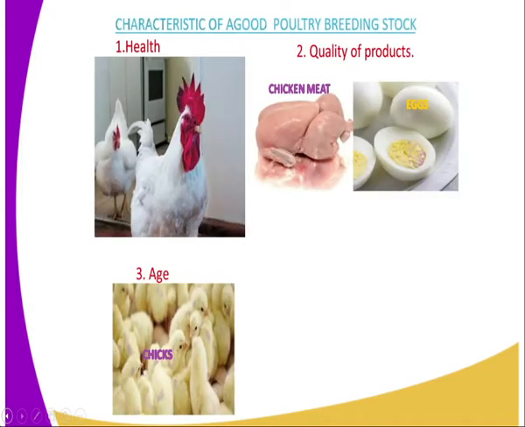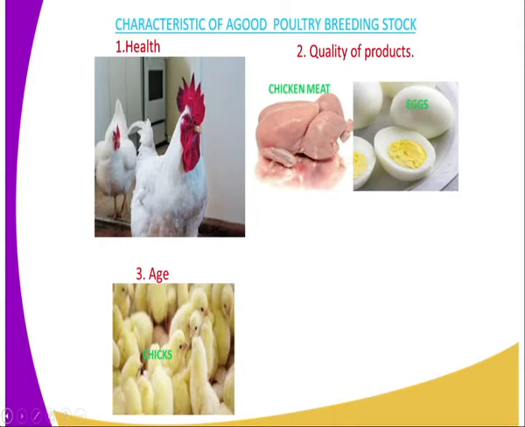And what are the characteristics of a good poultry breeding stock? The first one, we should look at health. The poultry which are supposed to be selected are supposed to be of good health. Then the second one, quality of the product. If it is a layer, they are supposed to produce high quality eggs, and if it is a broiler, they are supposed to produce high quality meat, as you can see in the diagram here.